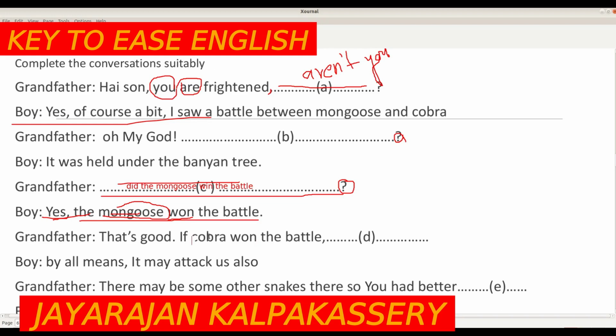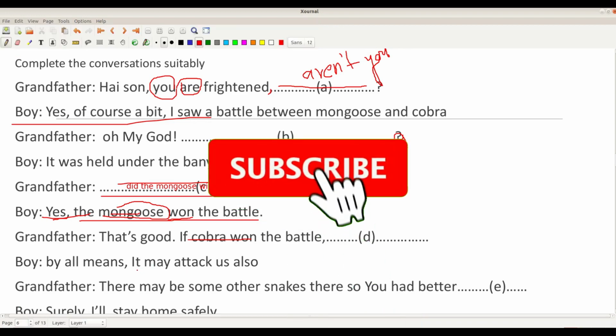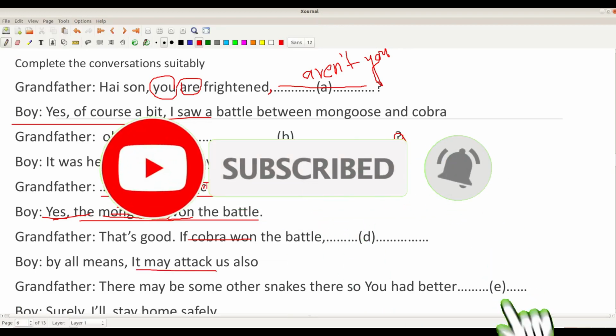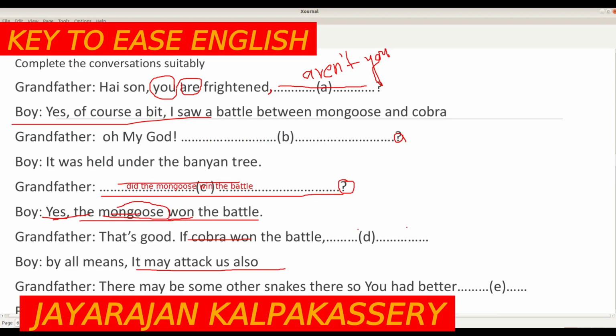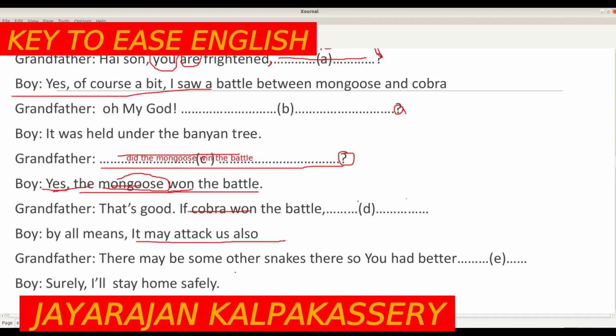So what we have to do is, past form. So we have to think that might, would, or could will be there. If the cobra won the battle, it might attack you will be the answer here. There may be some other snakes there, so you had better. Had better will be followed by the root form of the verb. Then surely, you had better stay home safely.